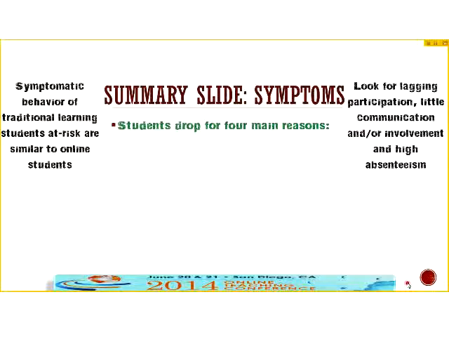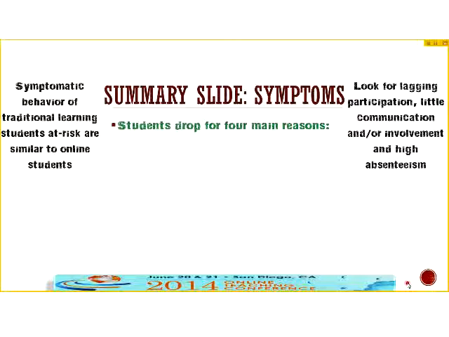Now, for symptoms, here's what you should look for as a faculty, or even as a college director, even as a dean, even as a vice president. Symptomatic behavior of traditional learning students at risk are similar to online students. They just come in a different form. They come in a different pathway.